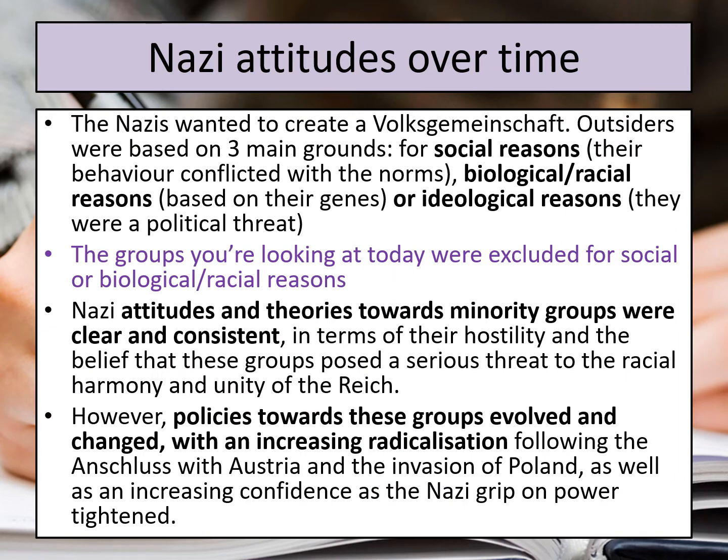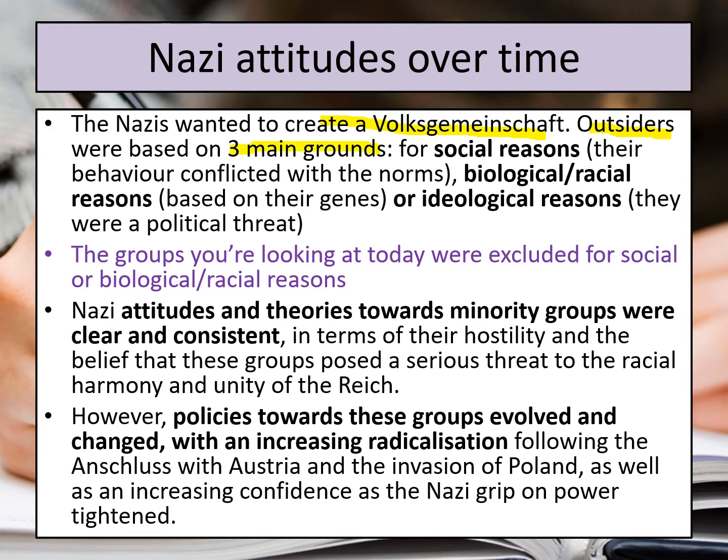We've already mentioned that Nazi attitudes changed over time. One thing did remain, and that was that they wanted to create this Volksgemeinschaft, this people's community. Now, they found it very difficult to define exactly what they wanted within that people's community, and they found it often much easier to try and define it in terms of the outsiders and people that weren't part of this ideal community. People were normally excluded from it based on one of these 3 grounds.